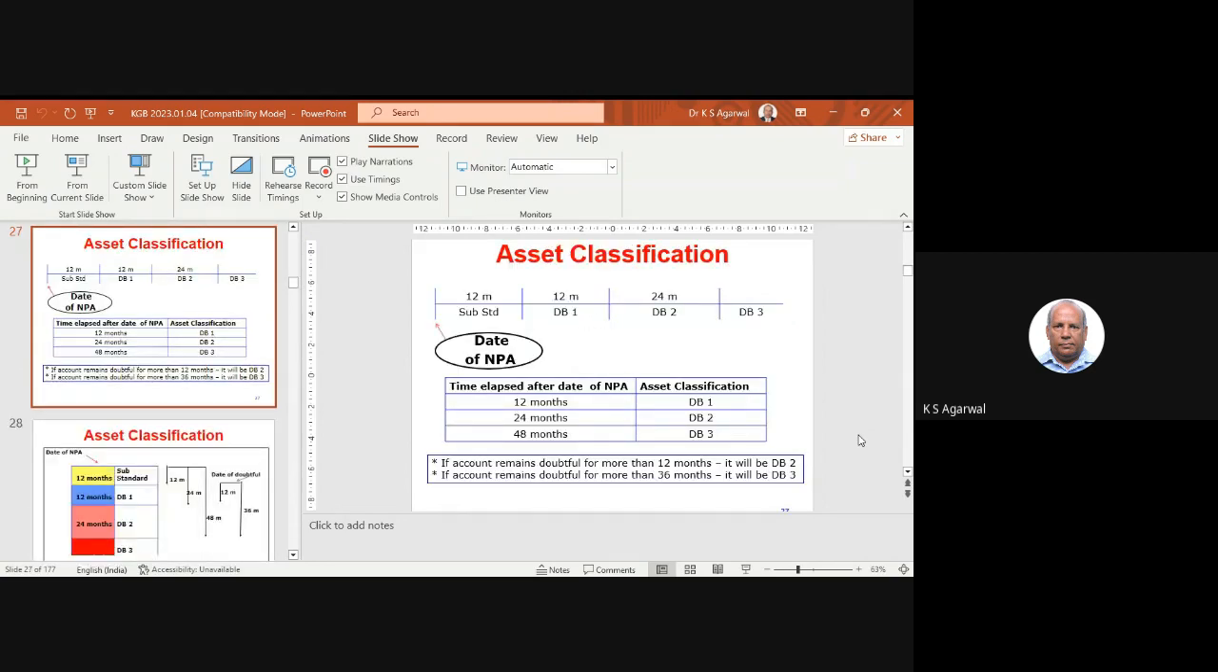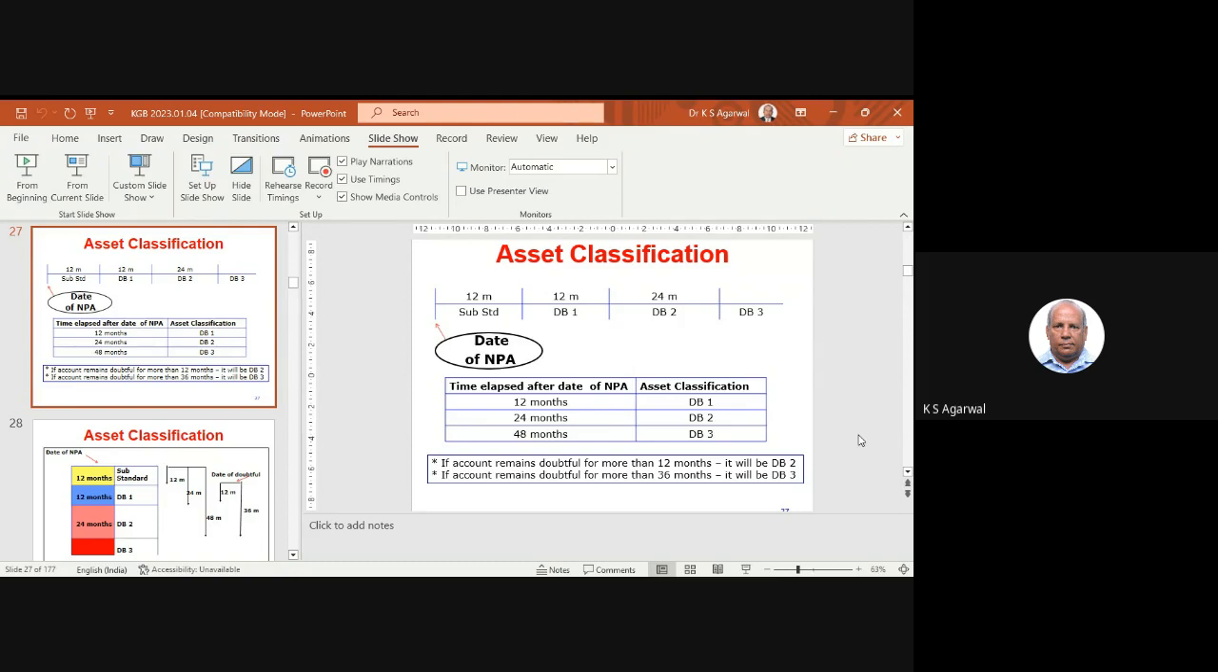Now we come to the very important aspect: how the asset classification moves from one category to another. Kindly see this slide very carefully. There is a date of NPA. For the first 12 months, it will remain substandard. Next 12 months, it will become doubtful first category. Next 24 months, it will become doubtful second category. And thereafter, for an infinite period, it will remain doubtful third category.